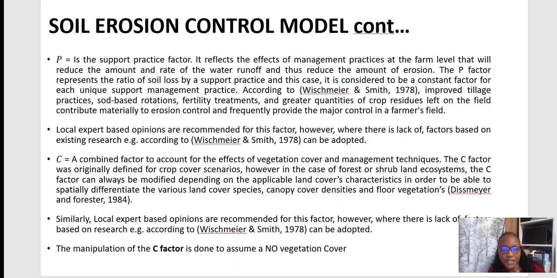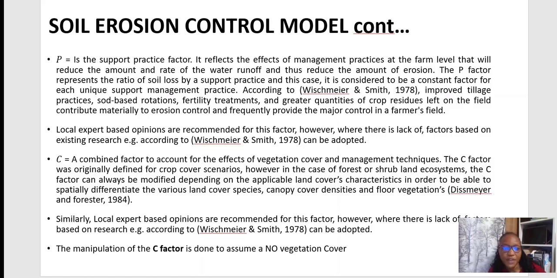Further, the P factor is a support practice factor. It reflects the effect of management practices at the farm level that reduce the amount and the rate of water runoff and thus reduce the amount of erosion. The factor represents the ratio of soil loss by support practices, and this is considered to be a constant factor for each unique support management practice. For example, improved tillage, sod-based rotations, fertility treatment, and greater quantities of crop residue left in the field are known to reduce soil erosion and frequently provide the major control in farmers' fields.